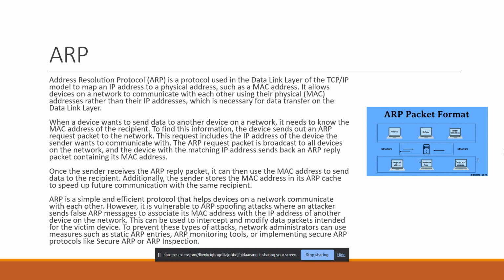But it is vulnerable to ARP spoofing attacks, where an attacker can send a false ARP message to associate its MAC address with the IP address of another device on the network, and it can be used for intercepting and modifying the data packets intended for the victim device. To prevent these types of attacks, network administrators can use measures such as static ARP entries, ARP monitoring tools, or implementing secure protocols like secure ARP or ARP inspection.